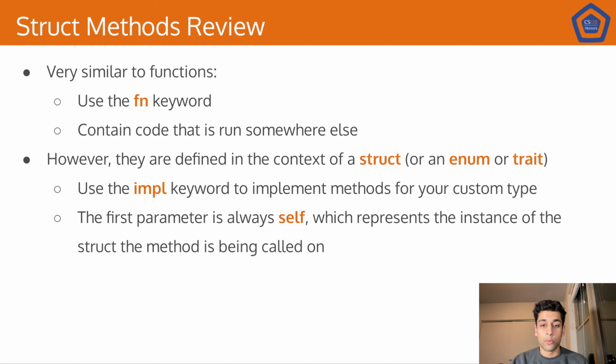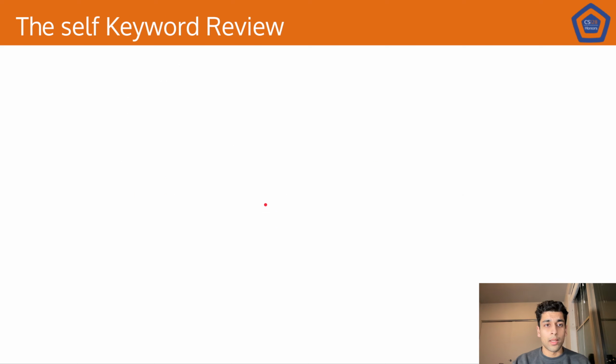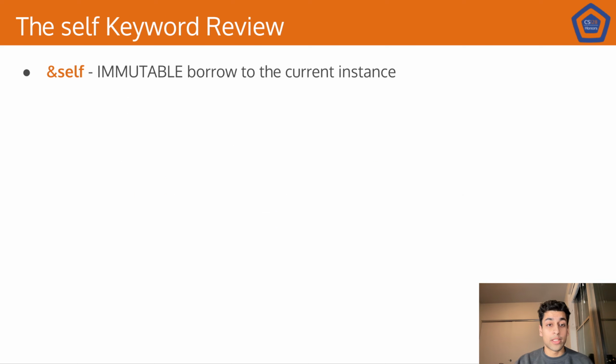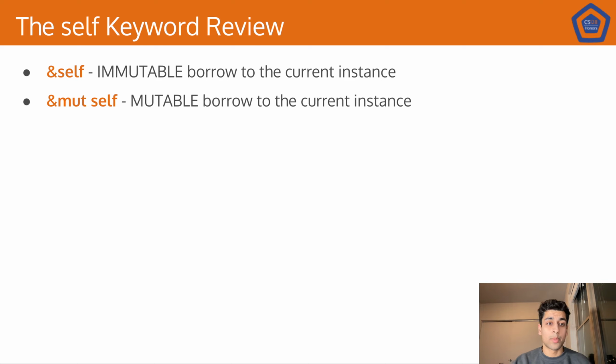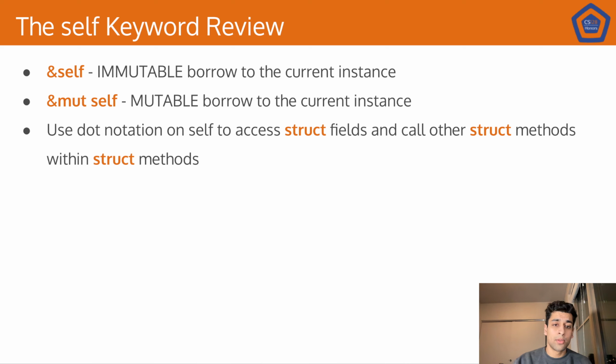The first parameter is almost always some variation of a borrow on self. You're representing that you're borrowing the current instance of the struct that the method is being called upon. Very rarely are you actually taking ownership of self, so you should always have some type of ampersand in front. So ampersand self is, again, an immutable borrow to the current instance. Ampersand mut self is a mutable borrow to the current instance of whatever the method is being called upon. Again, this is from last lecture. Then we can use dot notation on self to access struct fields and call other struct methods within any method that has self as a parameter.